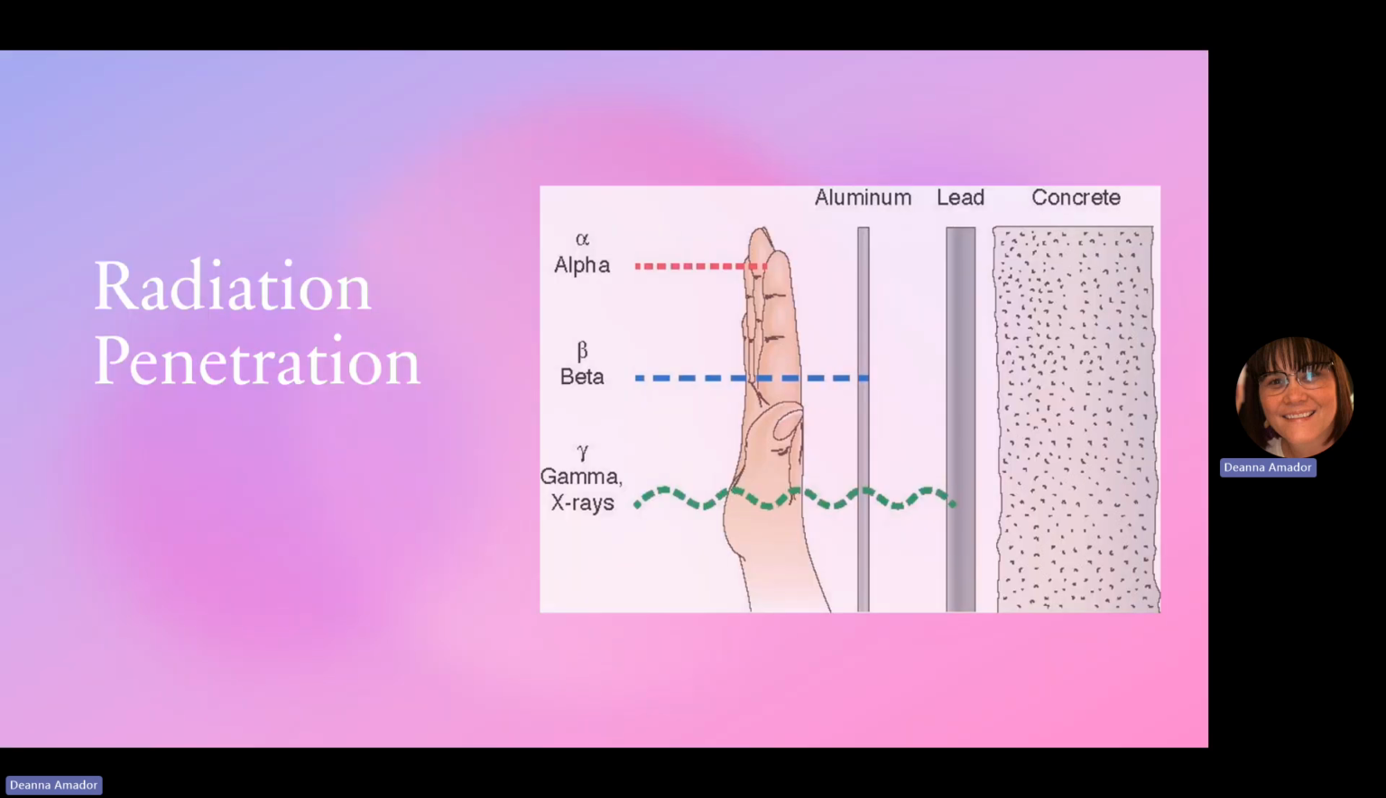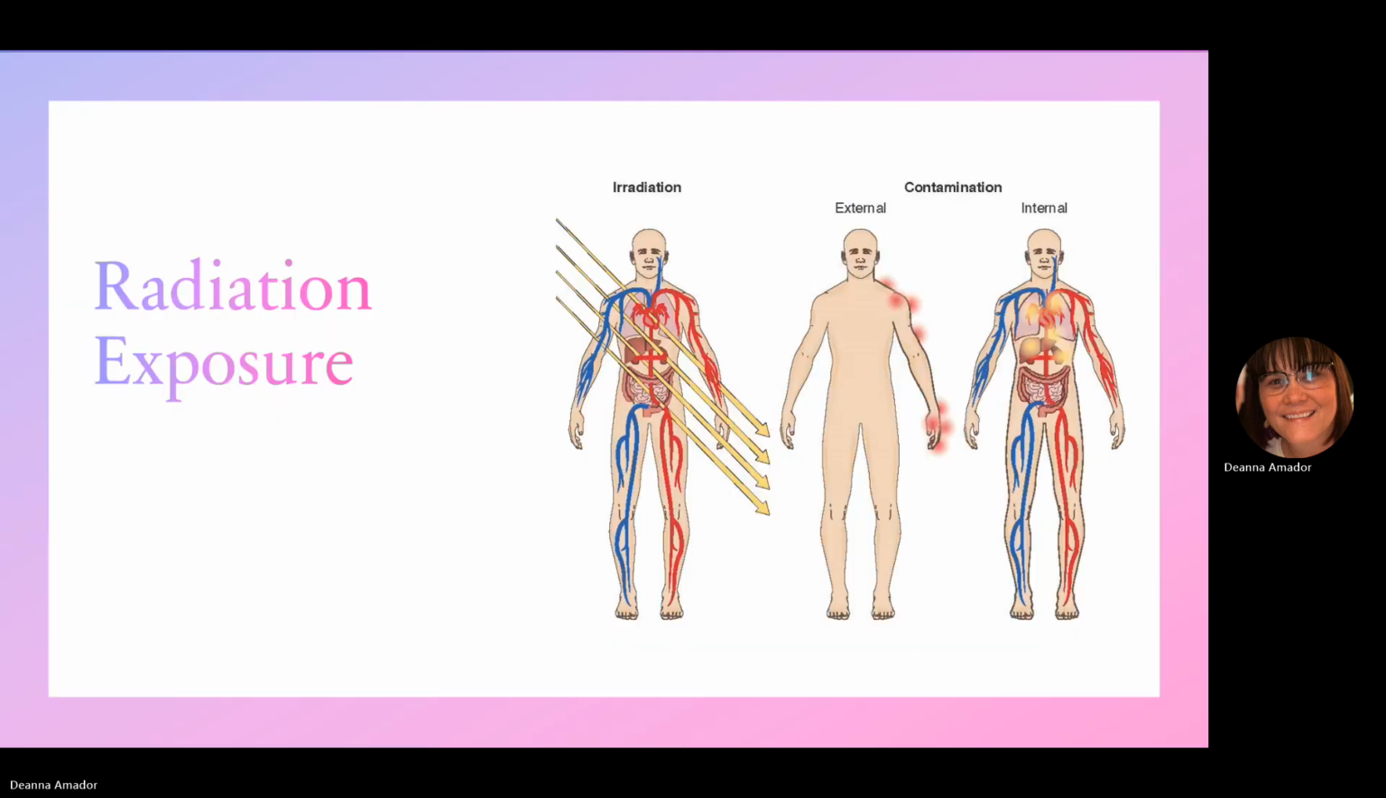This again shows the difference between the alpha, beta, and gamma rays. And like I already said, this type of energy, radiation, is present around us all the time, and we're exposed to small amounts of radiation every day. Here is an illustration again of radiation exposure and irradiation.